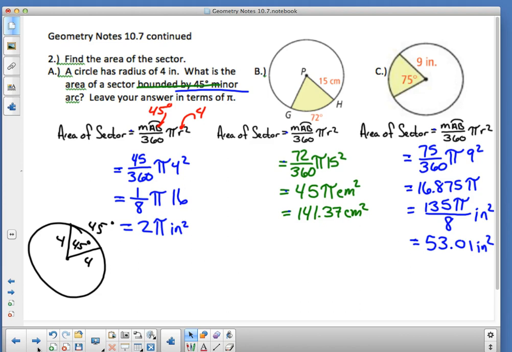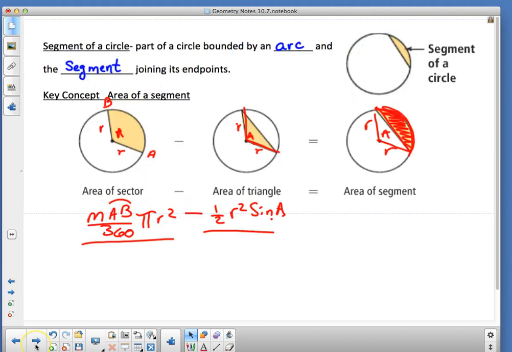But what we're working with is called a segment of a circle. A segment of a circle is part of a circle bounded by an arc and a chord. So this yellow part in this picture is the segment of the circle. That's what I want to find. I've got to find the sector area, subtract off the triangle, and I get the area of the segment of the circle. Check it out. I got the arc, I subtract off the triangle, and I'm left with this segment of a circle area. And I'm giving you a formula.